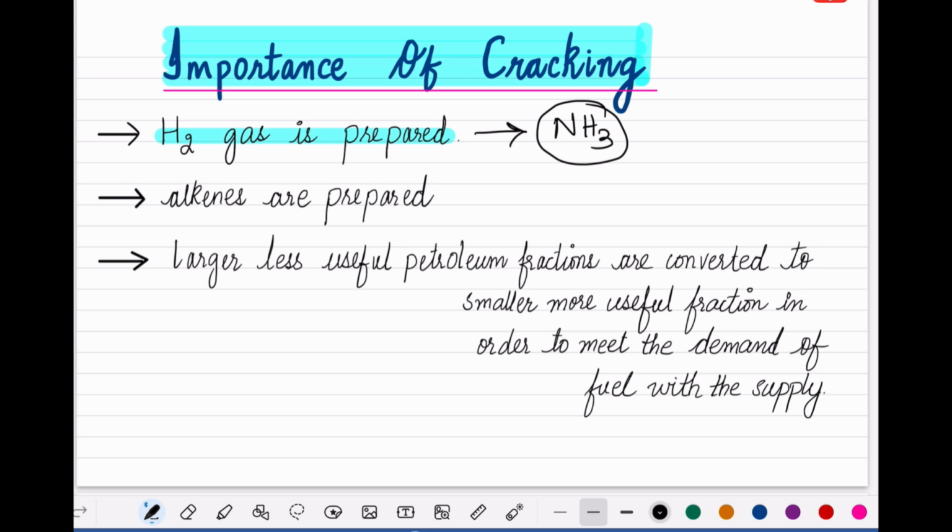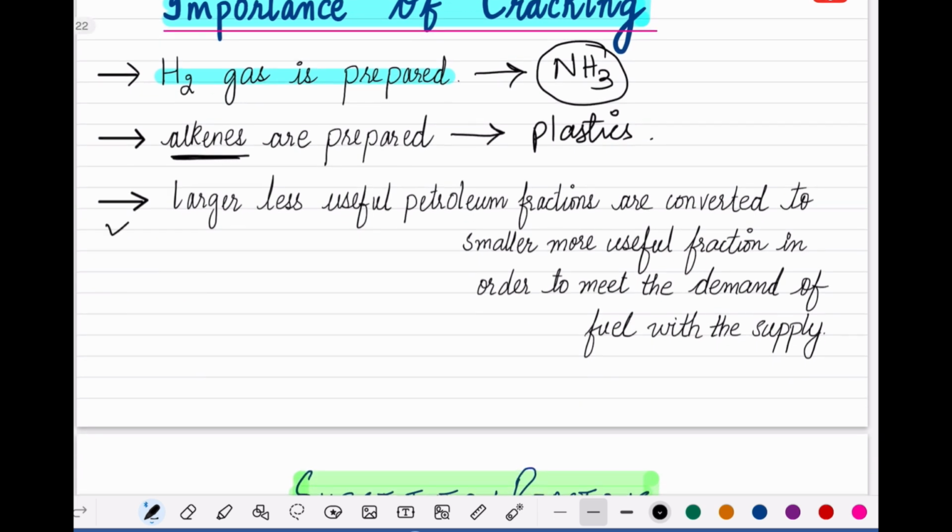Second importance is that alkenes are prepared. Alkenes are used as raw material for the making of plastics. So this is also one of the very important uses. Last and the most important use of cracking is that larger, less useful petroleum fractions are converted to smaller, more useful fractions in order to meet the demand of fuel with the supply.